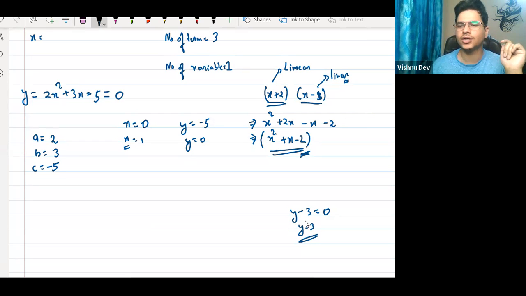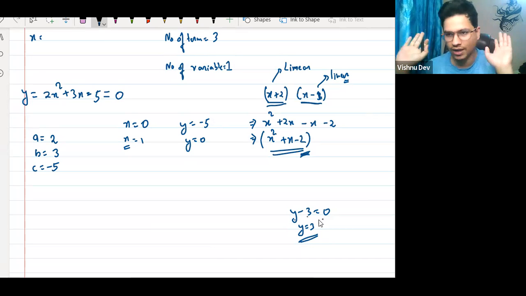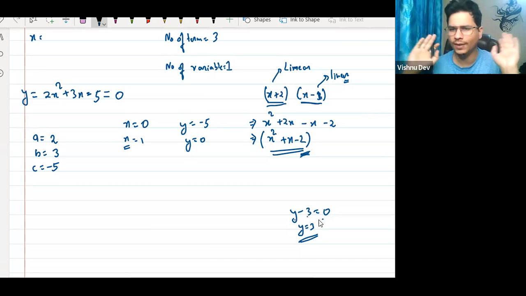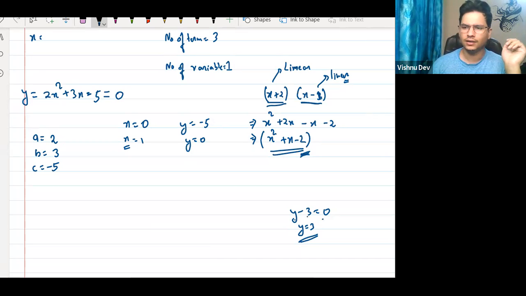Solution means that if you put its value, it will satisfy the equation. Put y is equal to 3. So 3 minus 3 will become 0. It will satisfy this equation. Yes or no? Think very simply. Don't think of anything hyper. Very simple question. So what does solution mean? Solution is that value of a variable which satisfies your equation.